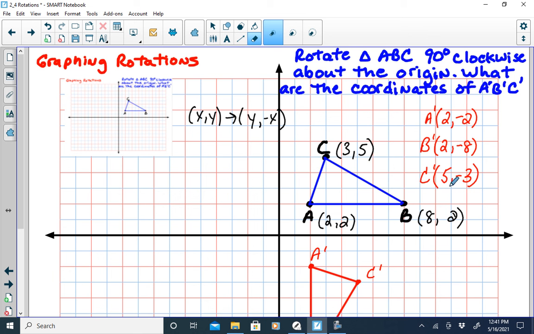And then we have y comma opposite x. So for 3 comma 5, we should have 5 and -3, right? And that works as well. So we can use the rules to represent and complete our rotations, right? Y, comma, opposite x for the 90-degree rotation.